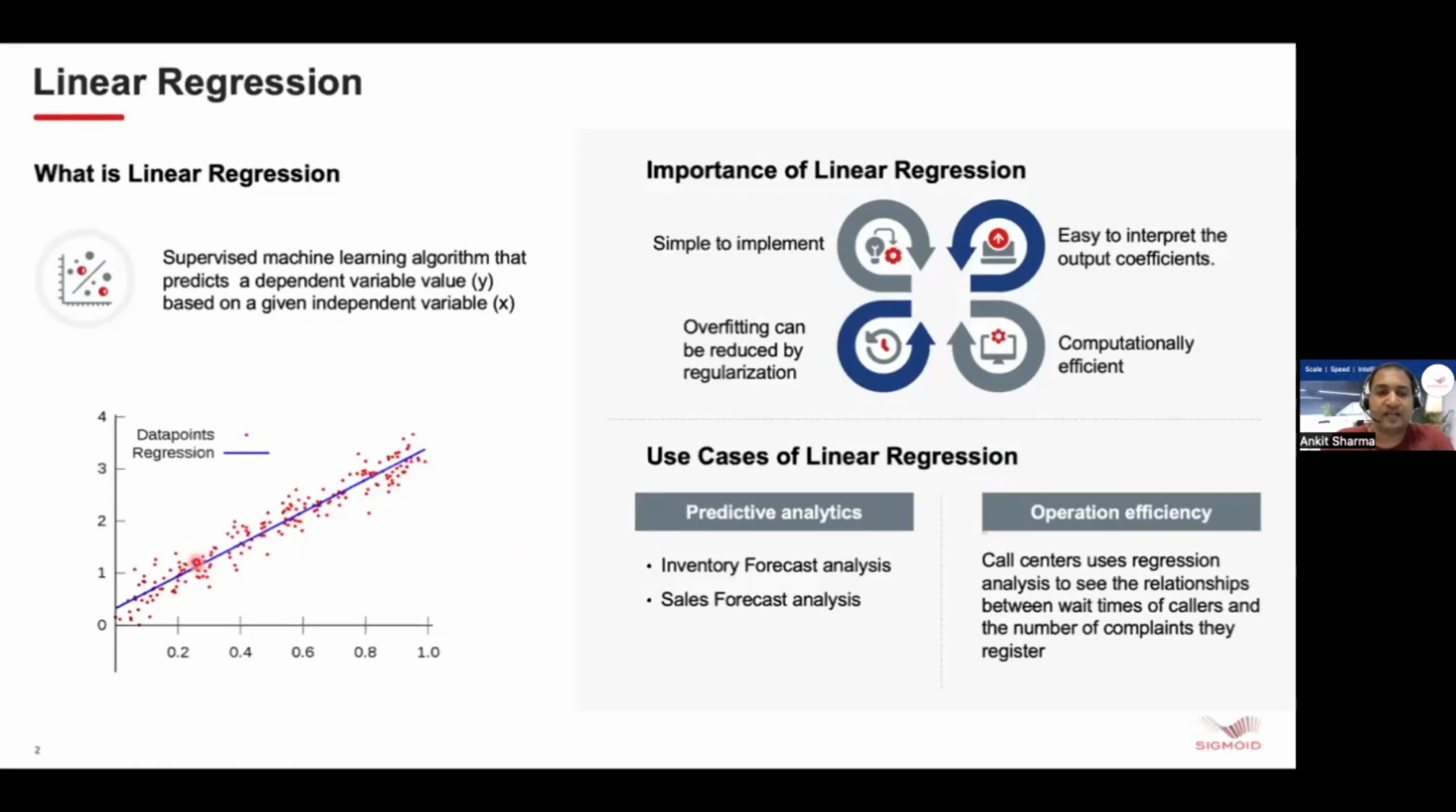Here I have shown a graph where I have plotted a blue line, which is the linear regression fitted line, and the red dots which you can see are the data points of actual values. We are going to discuss in more detail how we arrive at this particular line, or how we arrive at the best parameters of it. So we are going to discuss this in the next slide.